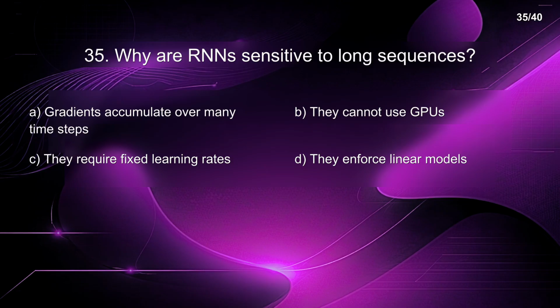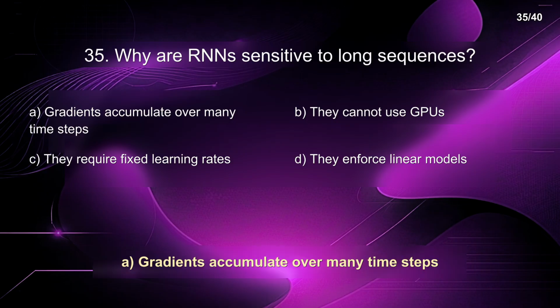35th question. Why are RNNs sensitive to long sequences? A. Gradients accumulate over many time steps. B. They cannot use GPUs. C. They require fixed learning rates. D. They enforce linear models. Correct answer is A. Gradients accumulate over many time steps.